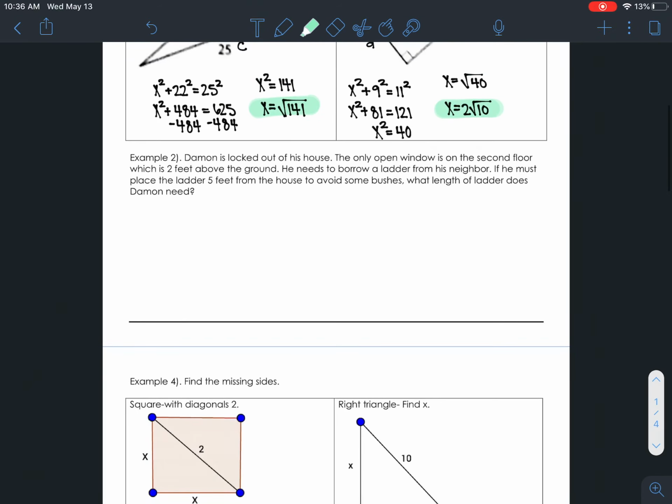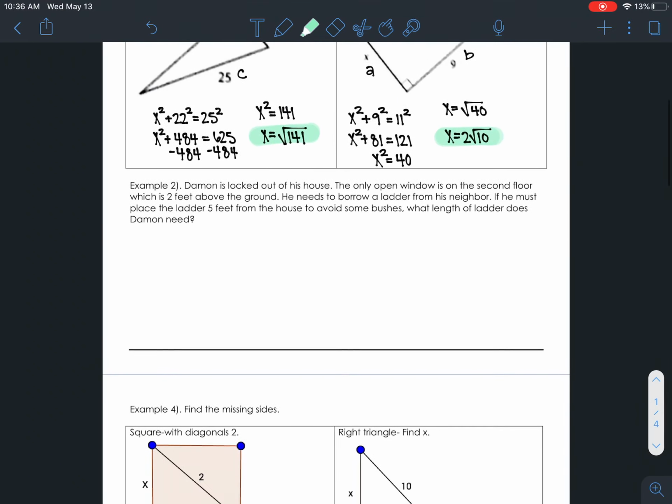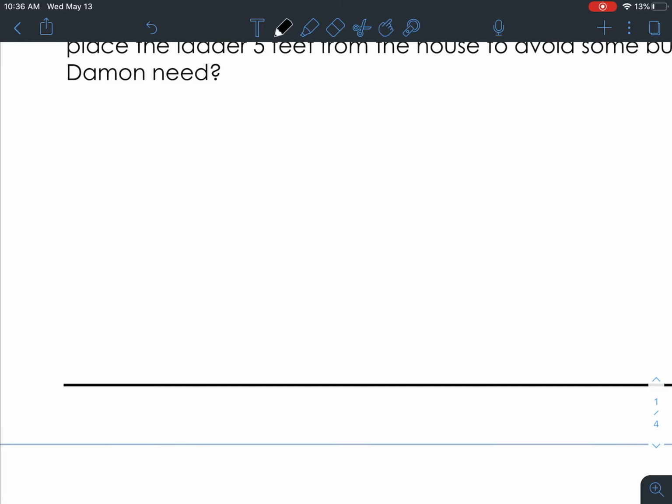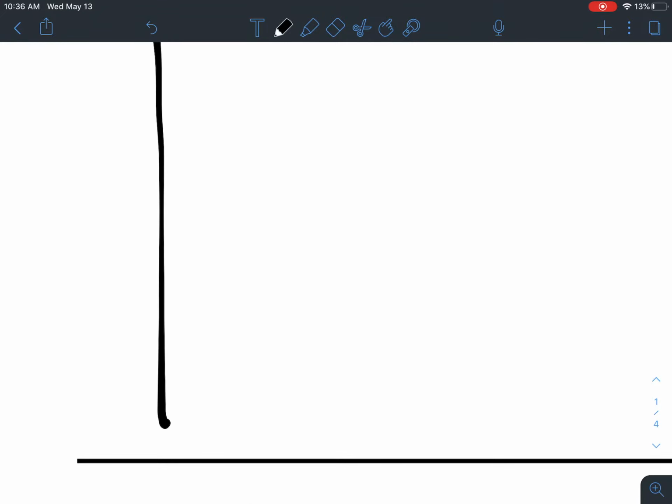Let's try example 2. Example 2 says, Damon is locked out of his house. The only open window is on the second floor, which is 2 feet above the ground. He needs to borrow a ladder from his neighbor. If he must place the ladder 5 feet from the house to avoid some bushes, what length of the ladder does Damon need? Let's pretend that this right here is his house, and the window is about right here.